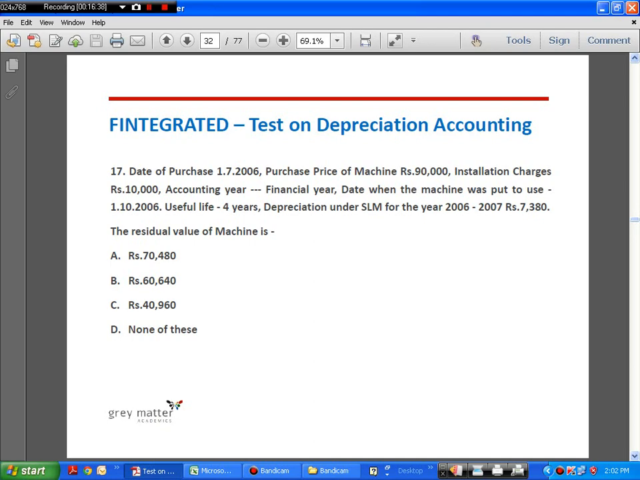Okay, date of purchase is 1/7/2006. Purchase price of machine is 90,000 rupees. Installation charge is 10,000. Accounting year, which is a financial year. Date when the machine was put to use is 1st October. Useful life is 4 years. Depreciation under SLM for the year 2006-2007 is 7380. They're asking us to find out the residual value of the machine.